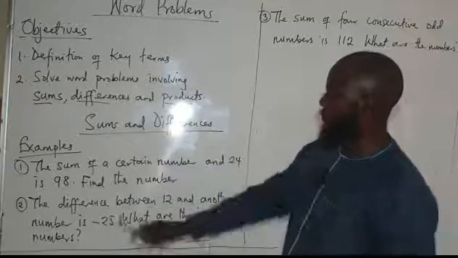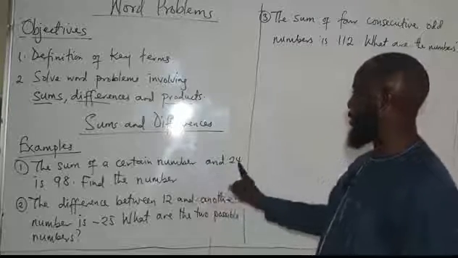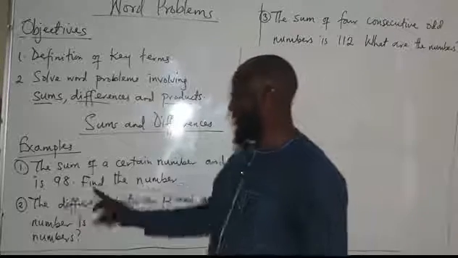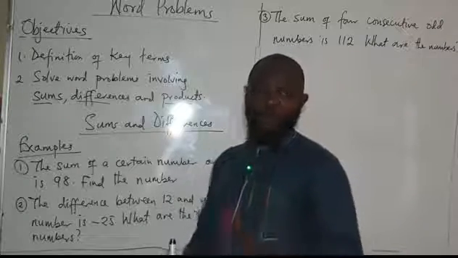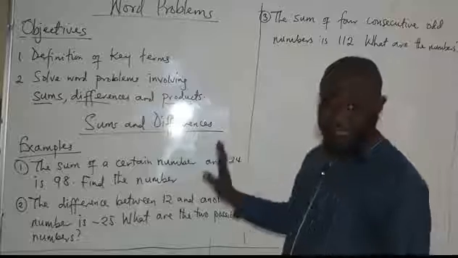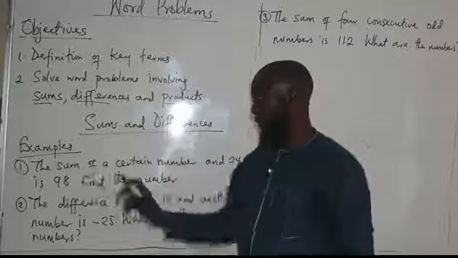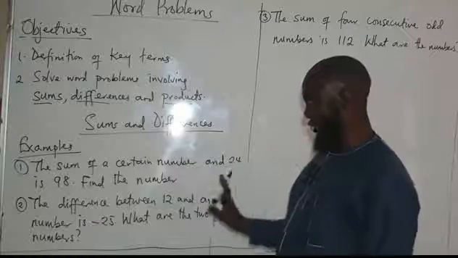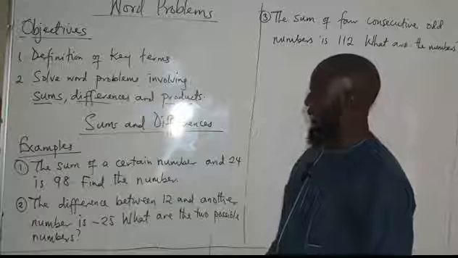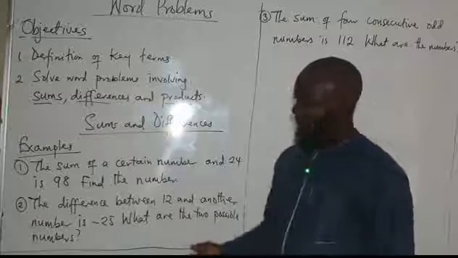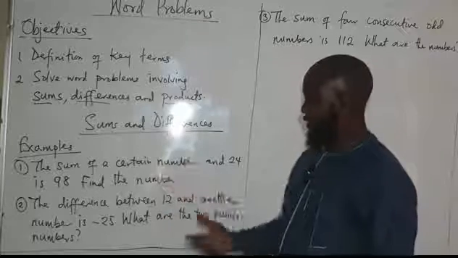So now, the first one says, the sum of a certain number and 24 is 98. Find the number. The first step in answering any problem is that you read the question carefully to understand it. The sum of a certain number and 24 is 98. Find the number, right? Good.